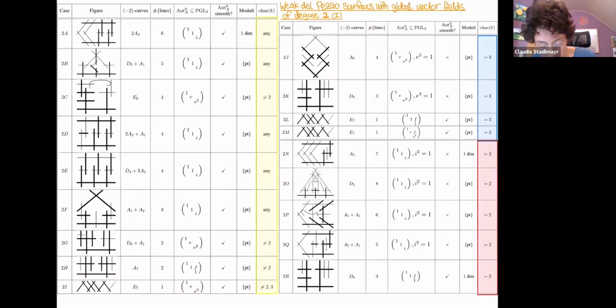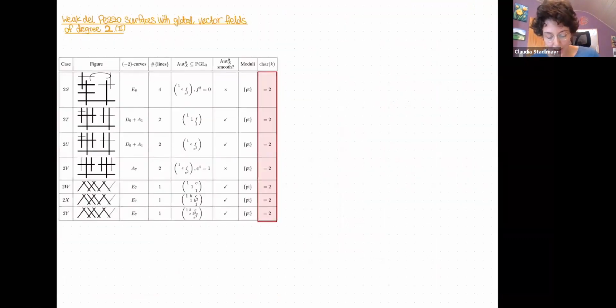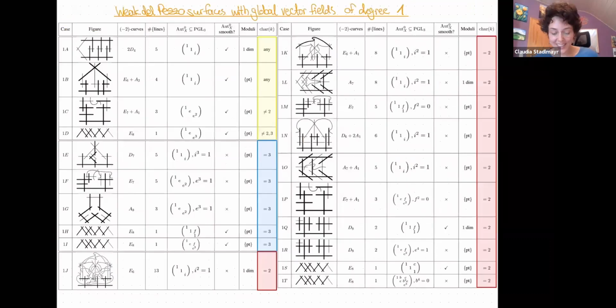In degree 2, we encounter the same phenomena as we've already seen. We have some finite group schemes here and some nice pictures here. And maybe the last slide to end this talk is the most beautiful one, of the weak del Pezzo surfaces with global vector fields of degree 1, where we encounter all the phenomena we've seen so far, same configurations, but more cases, and non-reducedness, and also a lot of beautiful pictures. Thank you for your attention.